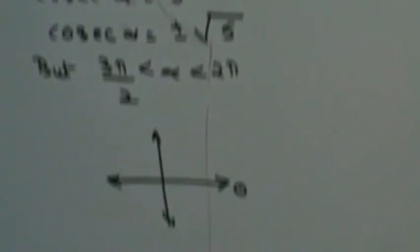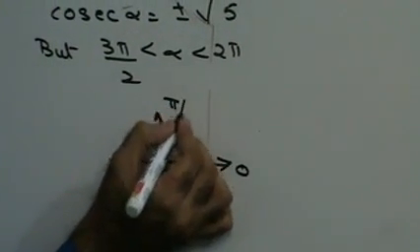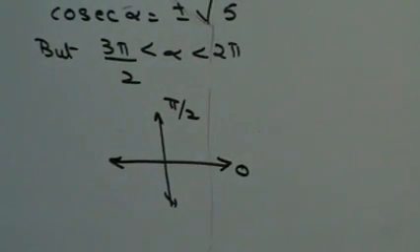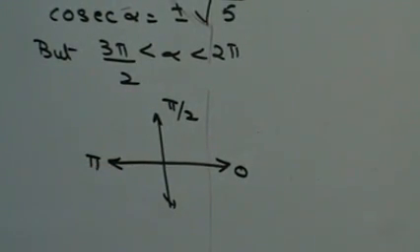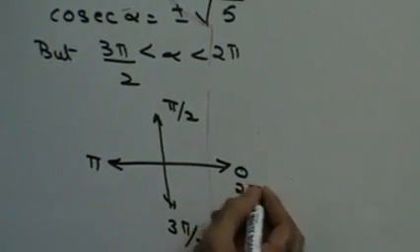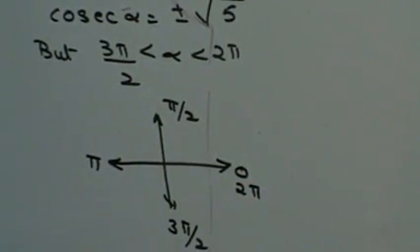90 degrees is written as pi by 2 in terms of radians. 180 degrees is written as pi radians. 270 degrees is written as 3 pi by 2 radians. And 360 degrees is written as 2 pi radians.